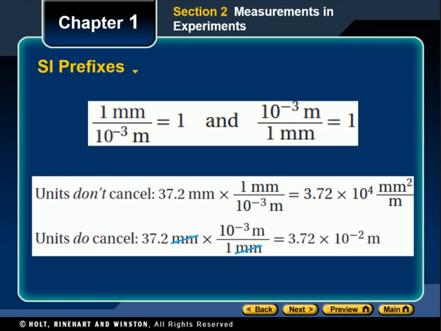You can see that this is the case for the conversion. 1 millimeter is equal to 1 times 10 to the negative 3 meters. Because these two quantities are equal, the equations at the top of your screen are also true. Thus, any measurement multiplied by either one of these fractions will be multiplied by 1. The number and unit will change, but the quantity described by the measurement will stay the same.